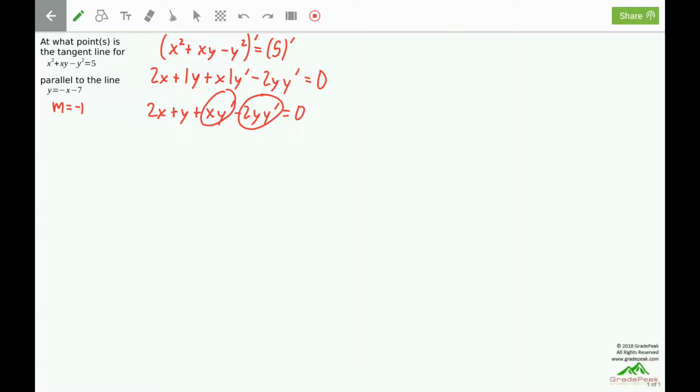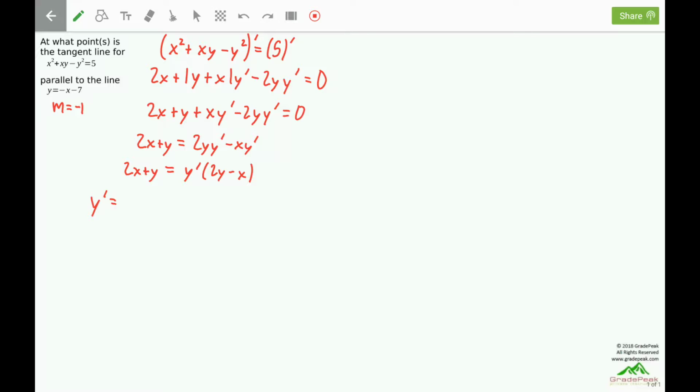To have fewer negative signs, I'm going to move those over to the right side. That way the two terms that are here will stay positive. It will just give us fewer negative signs. So we will have 2x plus y equals 2. Moving the terms over, the 2y y prime will become a positive, and the x y prime will become a negative as they move over. They will switch signs. We can now factor a y prime out, so 2x plus y equals y prime times 2y minus x. And we can solve for y prime by dividing both sides by 2y minus x.